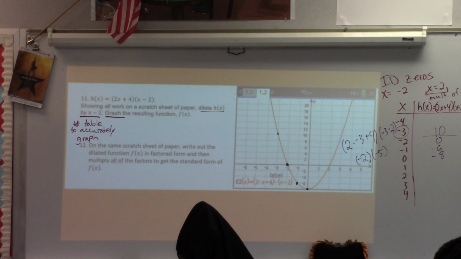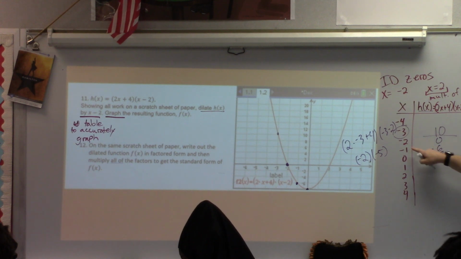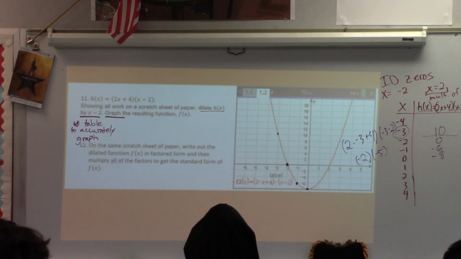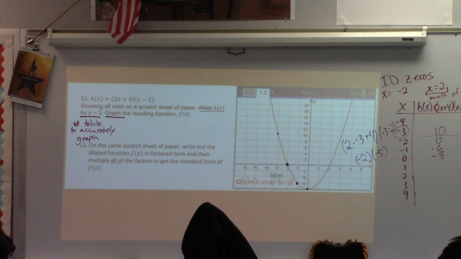But remember, it's supposed to be x minus x. So it's -3 minus 2 is -5. -2 minus 2 is -4. -1 minus 2 is -3. We should start to notice a pattern. And there should always be a pattern. It's adding by 1.